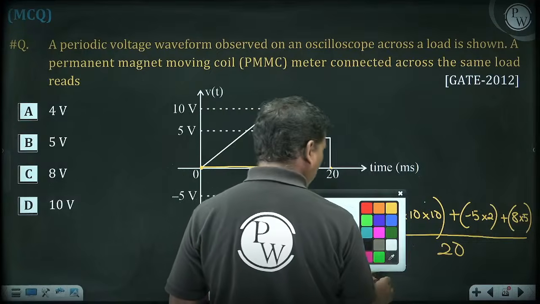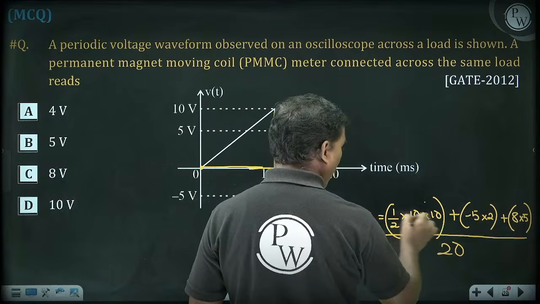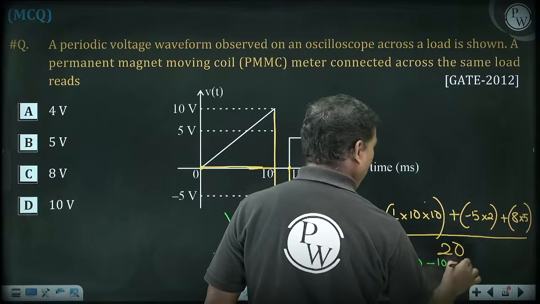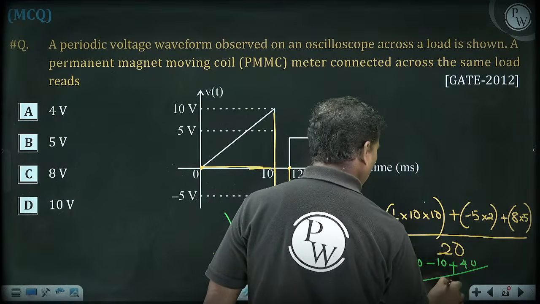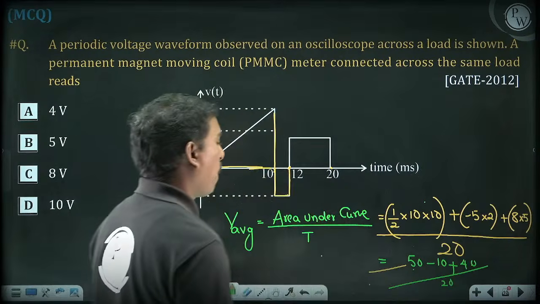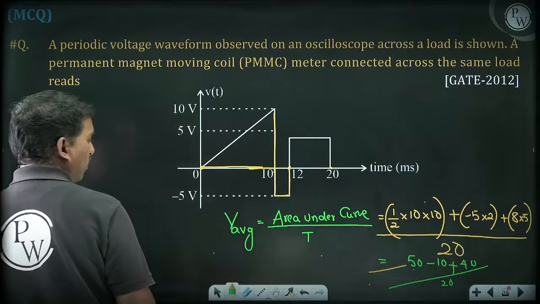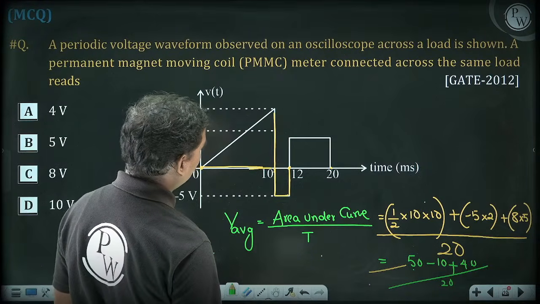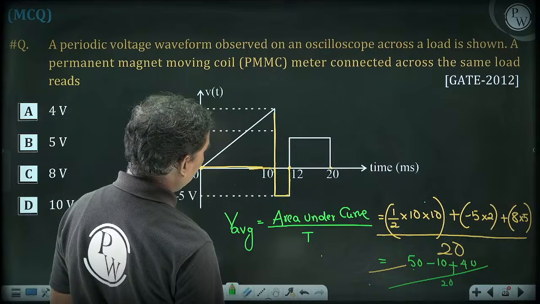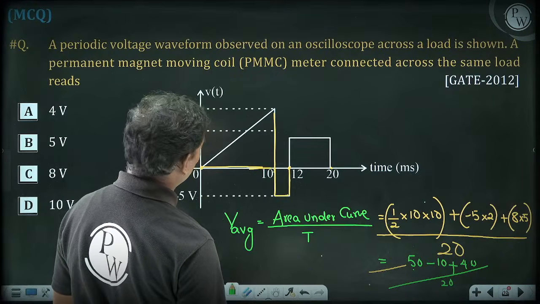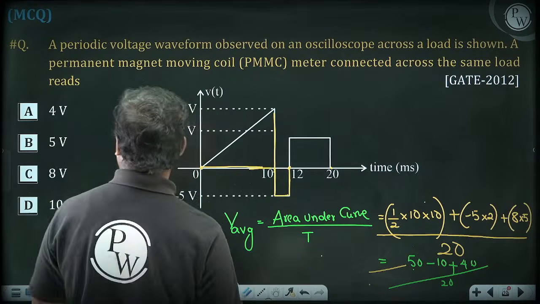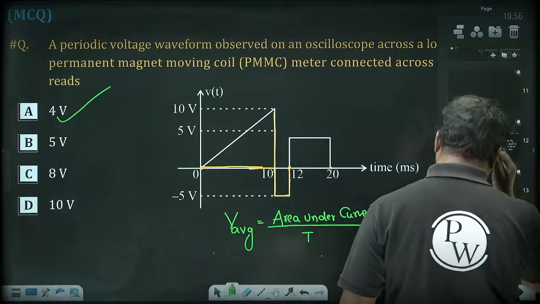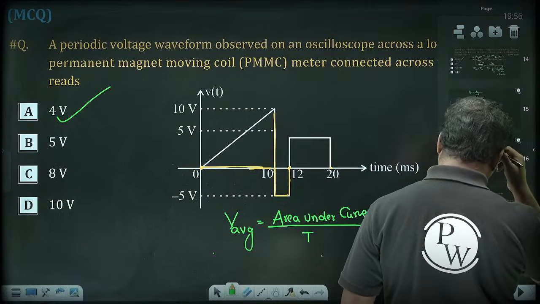Okay, so now simplify and see how much you are going to get. This is 100 by 2, 50, minus 10, plus 40, divided by 20. 90 minus 10, 80 by 20, 4 volts. Option A is the right answer. Okay, let us go for another question now.